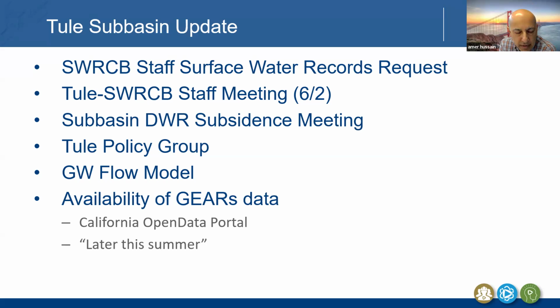And then one other point I just want to be clear on. We asked the state a while ago if they would be making the GEARS data available to us, meaning the GSAs. And they've indicated that they will make it available on the California Open Data Portal, and it's expected sometime later this summer. So we don't have an exact date, but our understanding now is that that information will be made available to everybody on that portal as well.